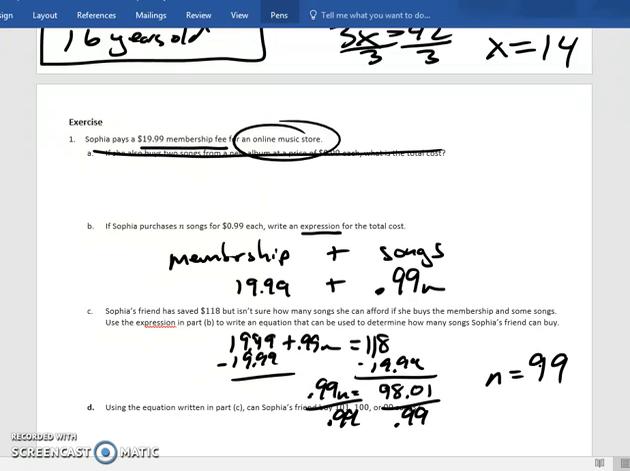Oh, one away, man. I'm sorry if I've disappointed you today with my lack of mental math that I displayed on there. All right. I like turtles. You know what? You can like turtles all you want. It's not making me feel better right now. Okay, so she can buy 99 songs.